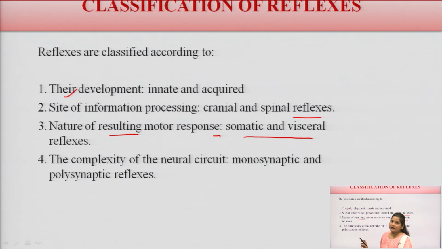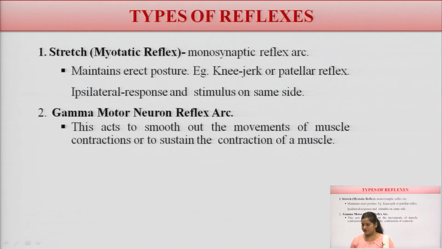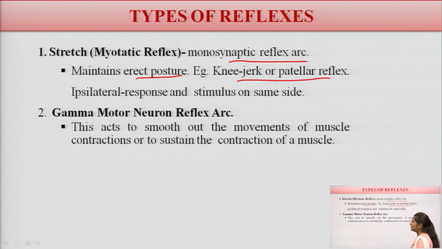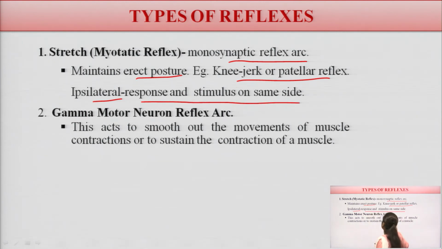It is somatic and visceral, and the complexity of the neural circuit is monosynaptic and polysynaptic. Now, there are types of reflexes. The first type of reflex is the stretch or myotatic reflex. It is a monosynaptic reflex and it maintains erect posture, for example the knee jerk or patellar jerk, with ipsilateral responses, where the stimulus is on the same side.